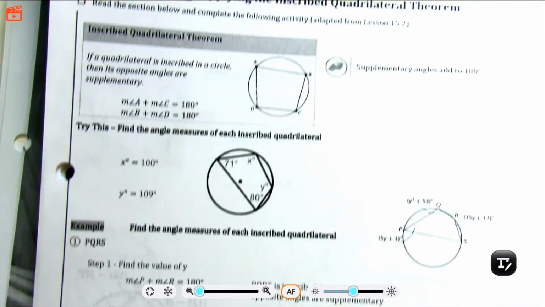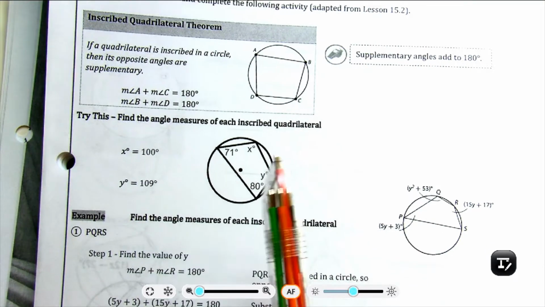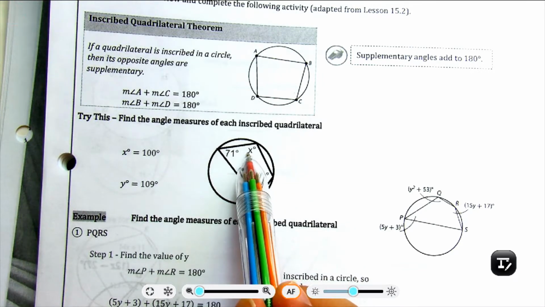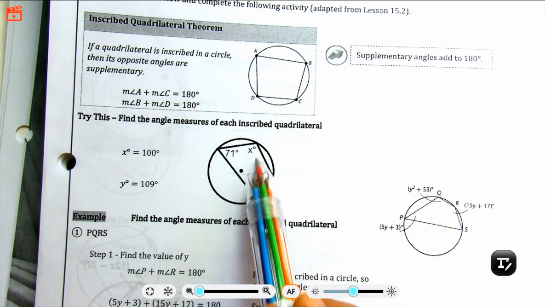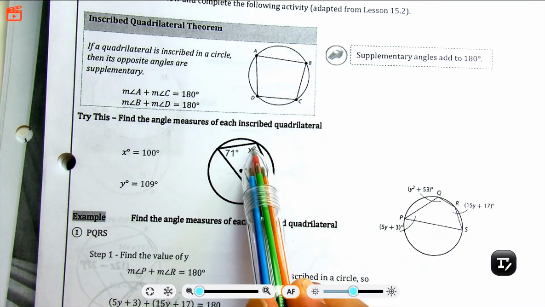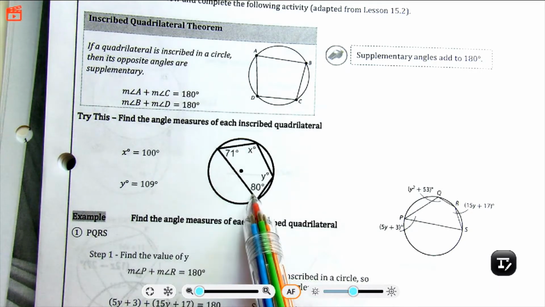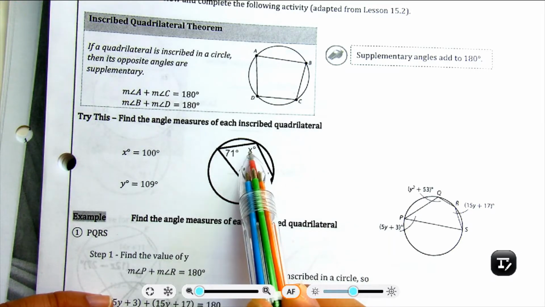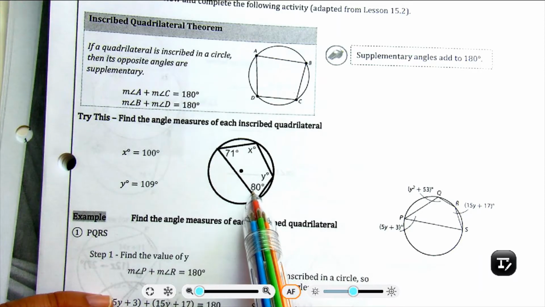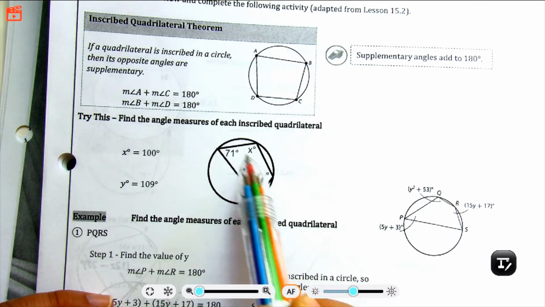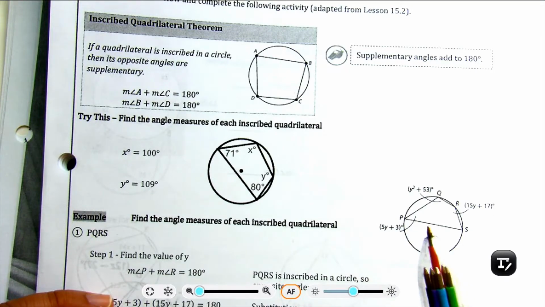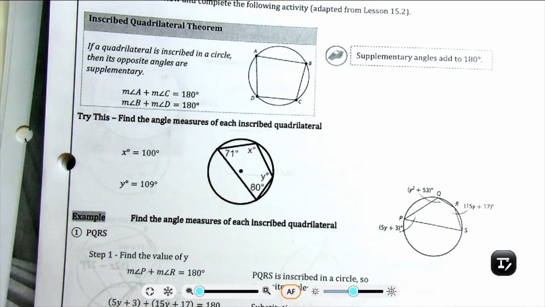So in this try it section, to find the measurement of x, we look at the opposite angle. If you set up these two to add up to 180, then x has to be 100. 100 plus 80 equals 180. And doing the same thing here, 71 plus 109 is equal to 180. So let's look at our first example.